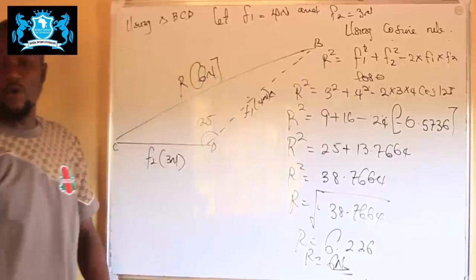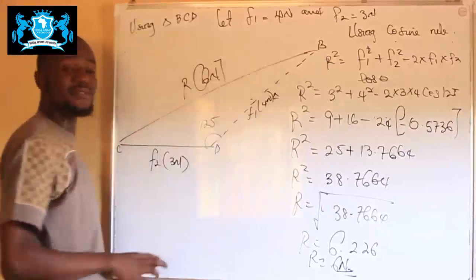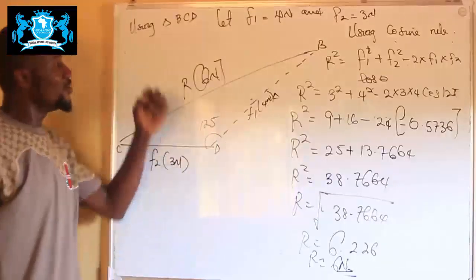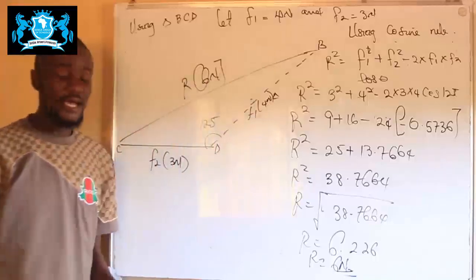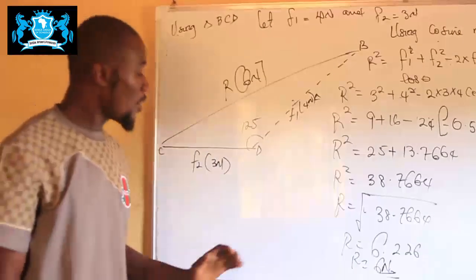One of the things that will let you know whether you are correct is that the resultant side is always greater than the two other sides. You see that r now is 6, the other sides are 3 and 4. You see that the resultant side is greater than F1 and is greater than F2. Now we have gotten the resultant force.